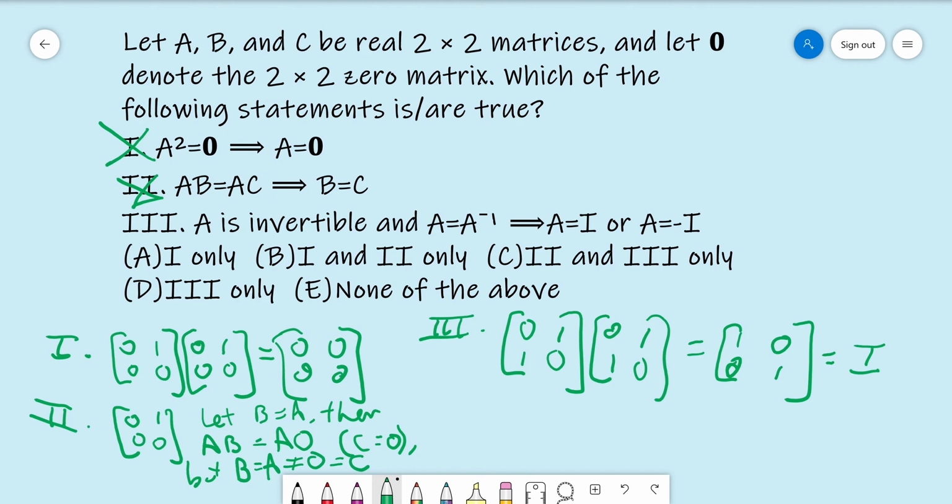And so we found a matrix that's not the identity matrix, but it's actually its own inverse, because when you multiply it by itself, you get the identity matrix. So 3 can't be true either. So the answer is E, none of the above.